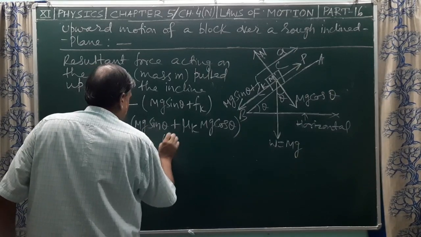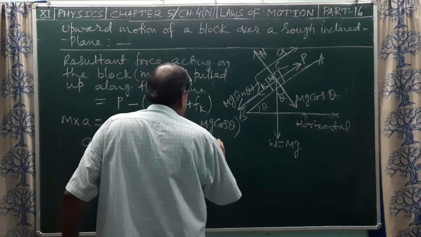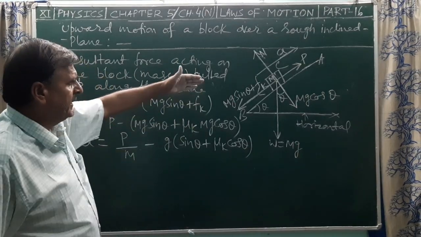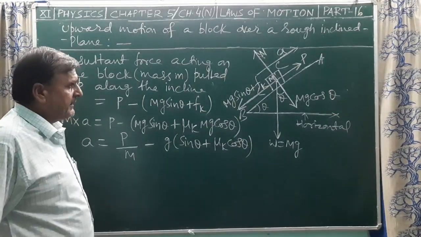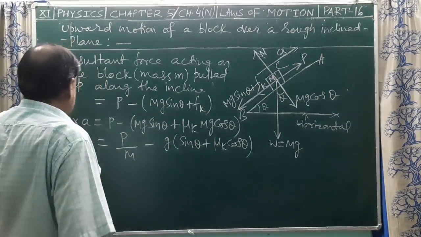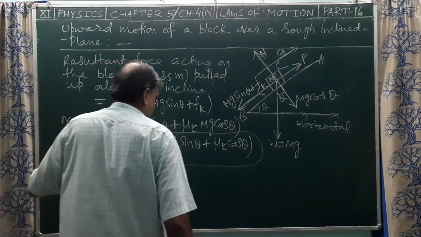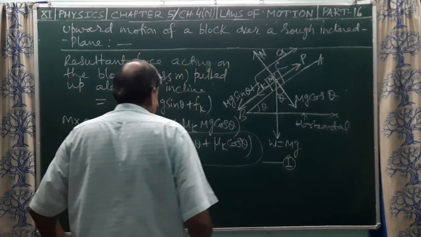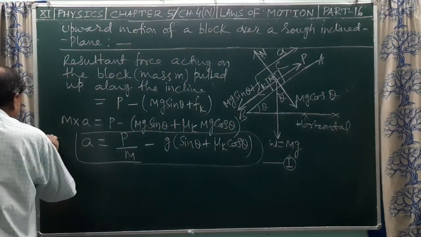Here mu k is the coefficient of kinetic friction between the surface of the block C and the inclined plane, that is, between the two contact surfaces. And this is the formula for upward acceleration. This is the upward acceleration of the block; suppose this is equation number 1. In this topic, the upward motion of a block over a rough inclined plane, this is the expression for upward acceleration.